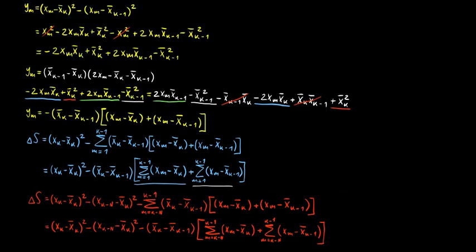So now, the main task is to eliminate these four summations. We will do that on the next slide. Let's evaluate the summations one by one. The first one is the sum of x sub m minus the current average, where n goes from 1 to k minus 1.